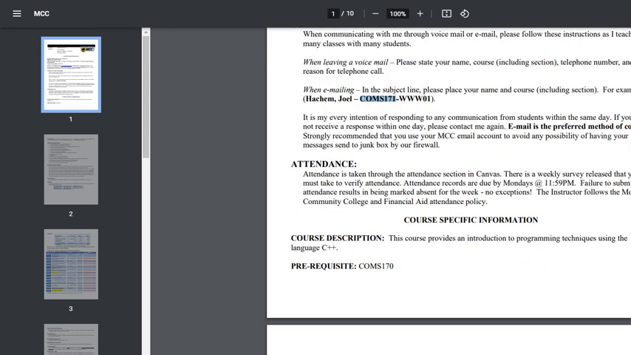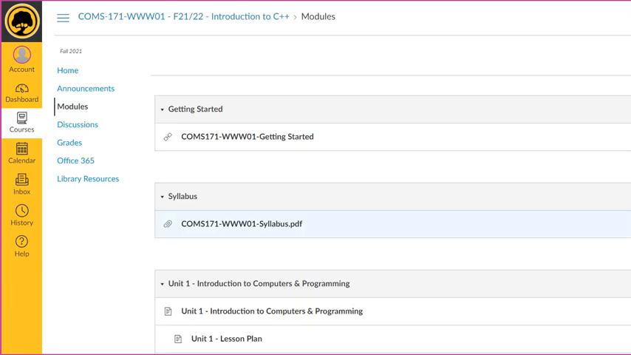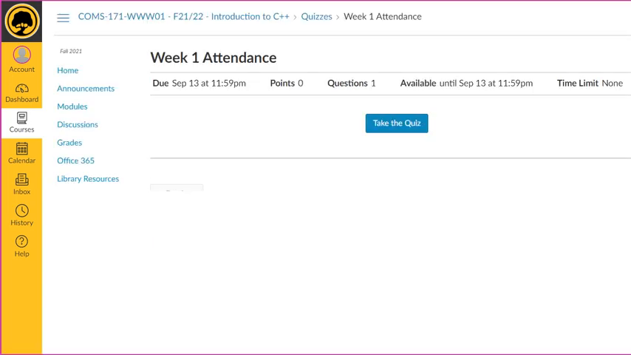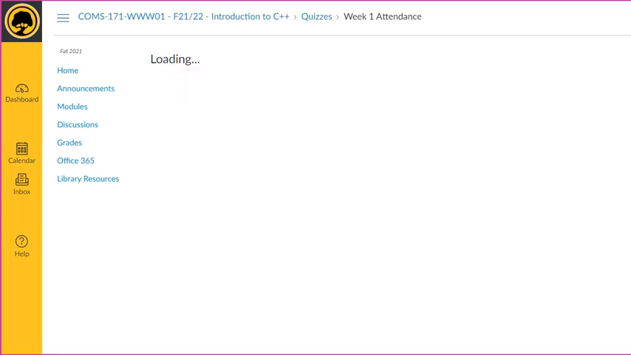Attendance is taken only for financial aid purposes. It's a survey that you'll have to complete, which is located in every single unit. So hopefully you won't forget about it. You have to get it done. It does not affect your grade. It's not related to whether you complete your work or not. If you have financial aid, you have to get it done.